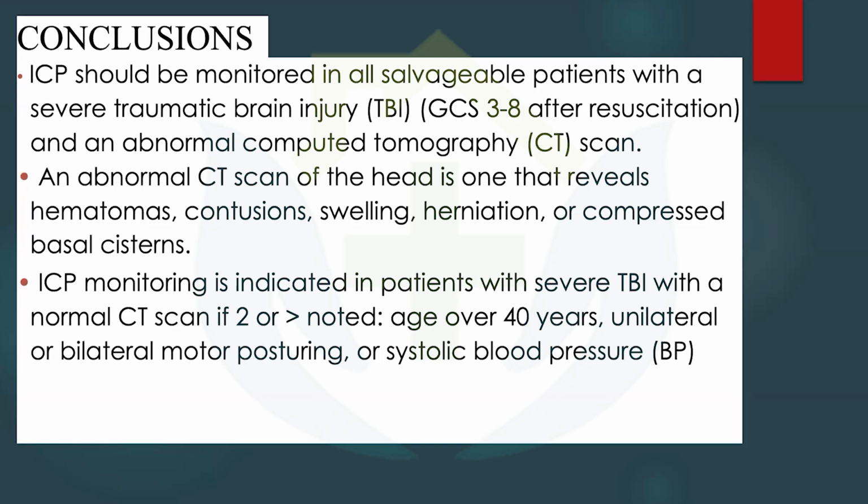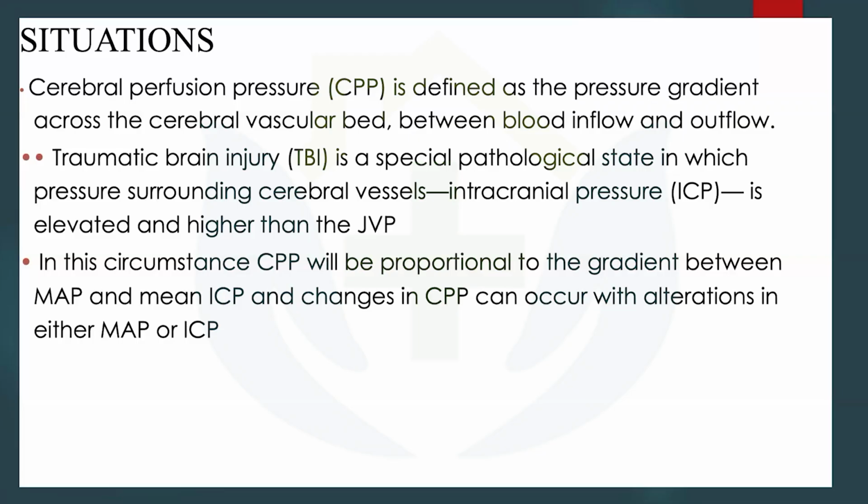ICP monitoring needs to be done if the patient has an abnormal CT, or if the patient has a normal CT but 2 or 3 of the following: age over 40 years, unilateral posturing, and systolic hypotension less than 90 millimeters of mercury. I'll again repeat, ICP monitoring is to be done if the patient has a normal CT along with 2 out of 3 of age more than 40, unilateral motor posturing, and systolic blood pressure below 90. Meaning that if the patient falls into this criteria and you suspect severe brain injury, even if the CT is normal, you go for ICP monitoring.